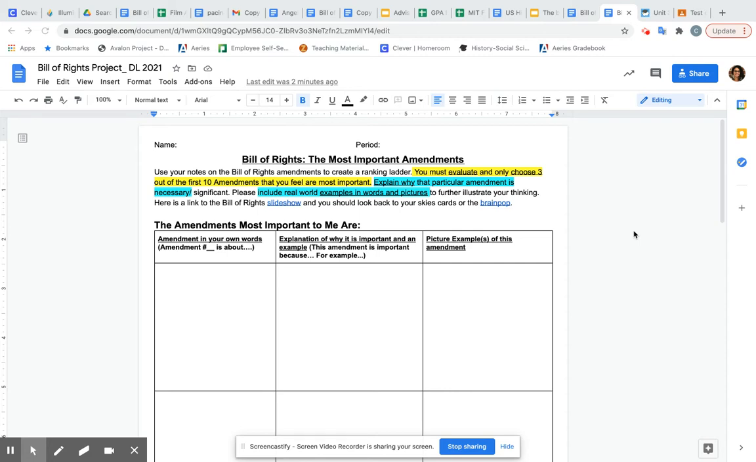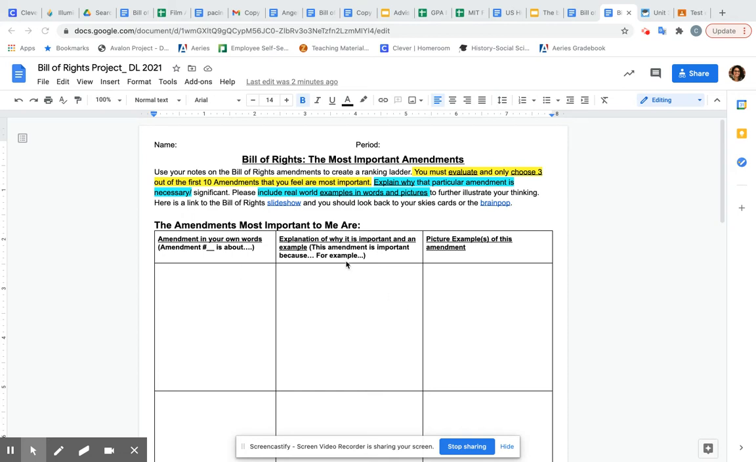You have to be able to explain what that amendment is about in your own words, so not just copy and paste from the internet, like what Amendment 1 is, let's say, for example. Just explain it in your own words the best that you can. Explain why you think it's actually important and give us a real example of this.